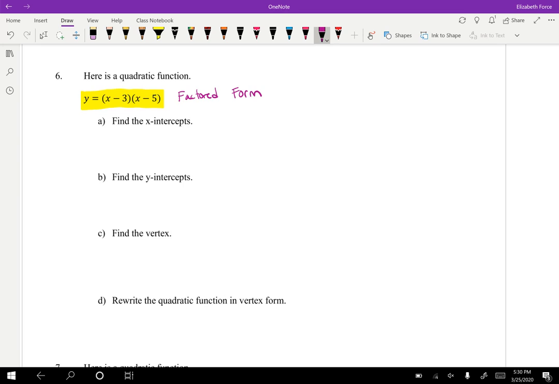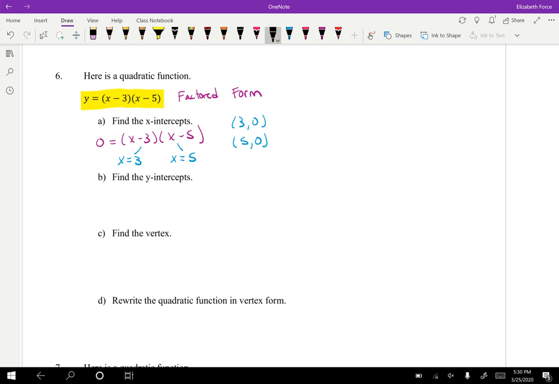which means that we can easily find the x-intercepts. The x-intercepts is when the function is equal to 0. So we want to know what makes each of these factors equal to 0. The first one's going to be 3, because 3 minus 3 gives you 0. And then the second one is going to be 5, because 5 minus 5 is going to give you 0. This means we already know our 2 x-intercepts. One is at (3, 0), and (5, 0).